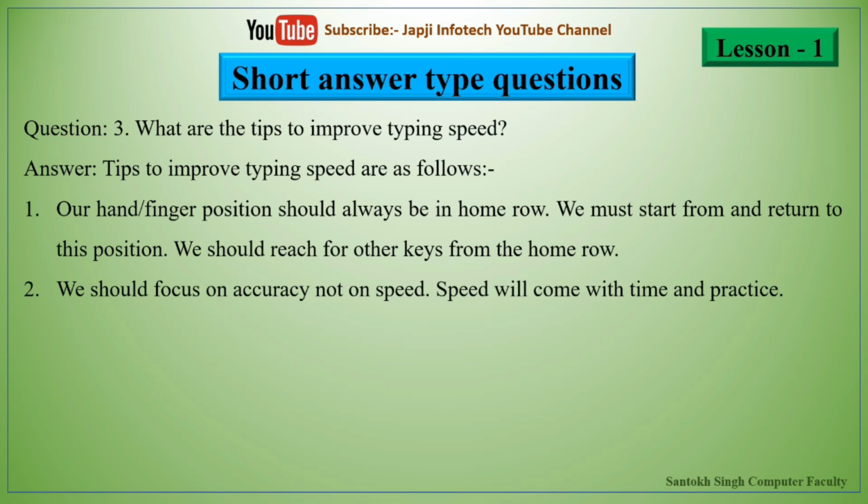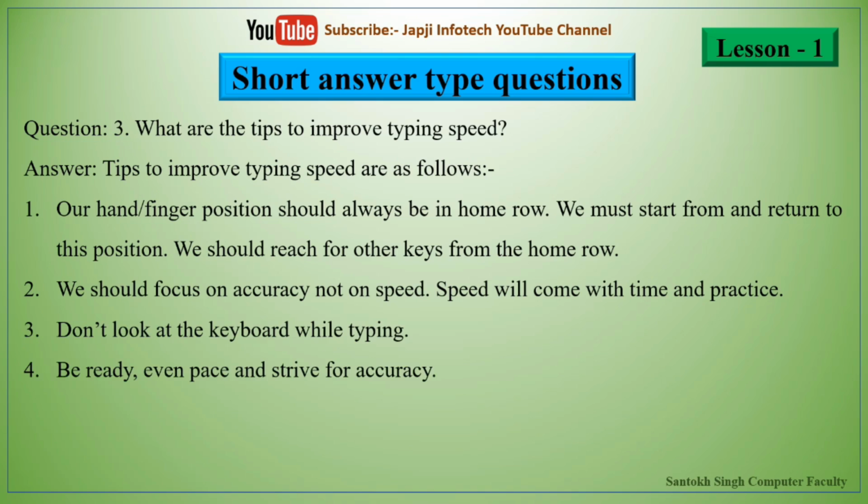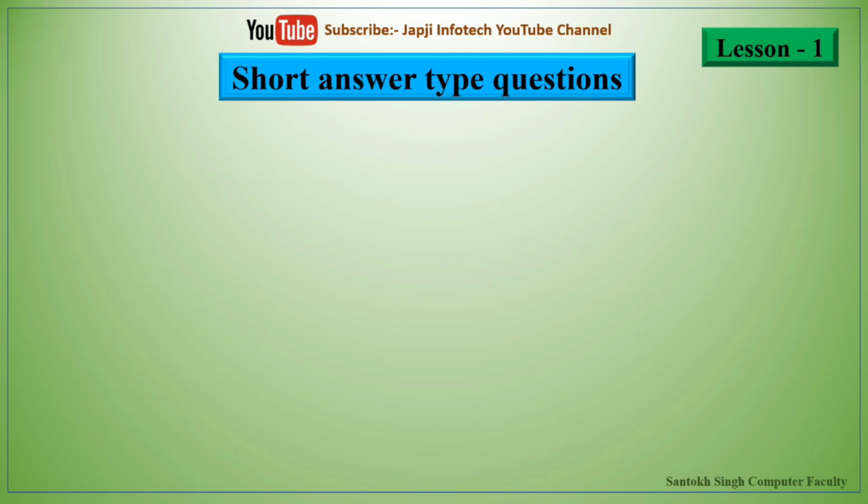The second one is we should focus on accuracy, not on speed. Speed will come with time and practice. Don't look at the keyboard while typing. Fourth one is keep a steady, even pace and strive for accuracy. Fifth one is as we tap each key, we should say its letter to ourselves.